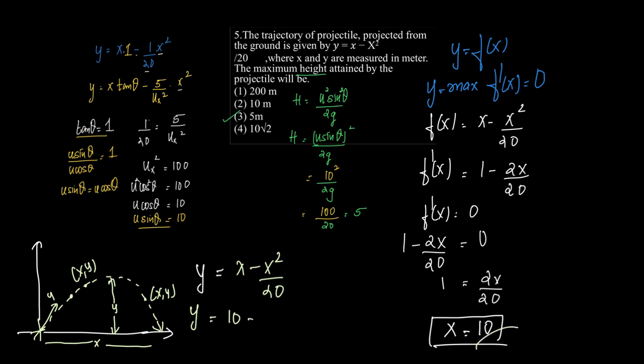It would be 10 minus 10 square by 20, which is equal to 200 minus 10 square is 100, 100 by 20. 200 minus 100 is 100. 100 by 20 is 5. Again, the option is option 5. Right, so one question, two different ways of looking at it. One with the pure physical way, and the other would be the mathematical approach.